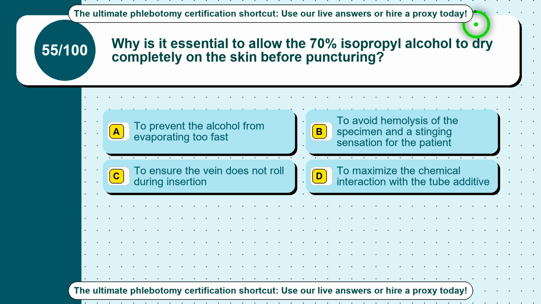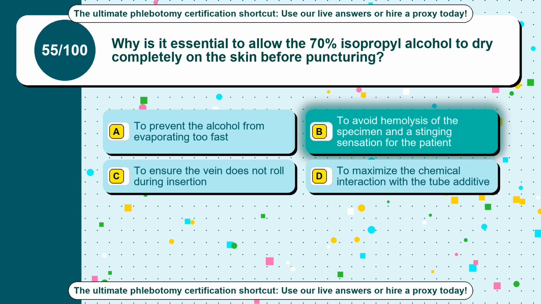Question 55. Why is it essential to allow the 70% isopropyl alcohol to dry completely on the skin before puncturing? Option A. To prevent the alcohol from evaporating too fast. Option B. To avoid hemolysis of the specimen and a stinging sensation for the patient. Option C. To ensure the vein does not roll during insertion. Option D. To maximize the chemical interaction with the tube additive. The correct answer is option B.